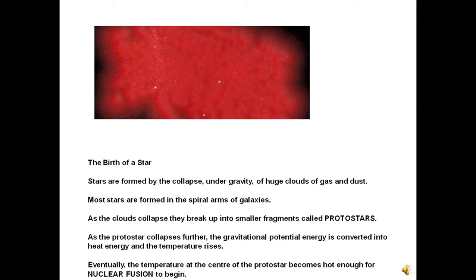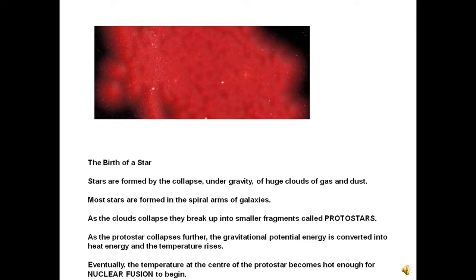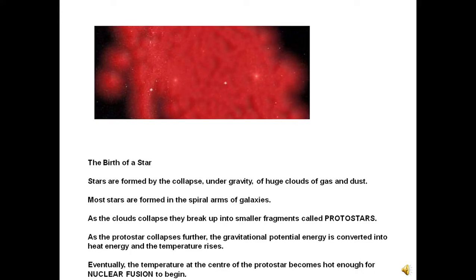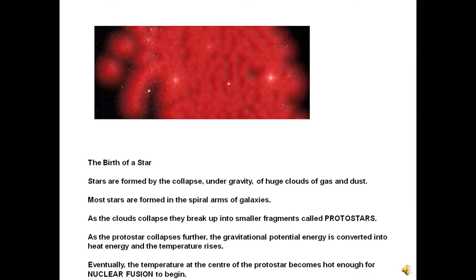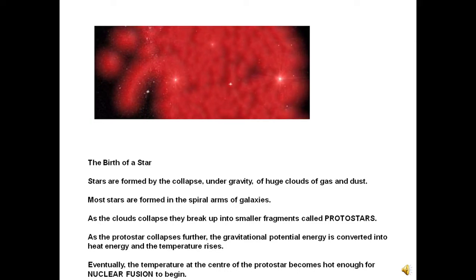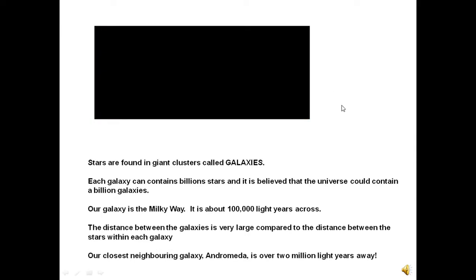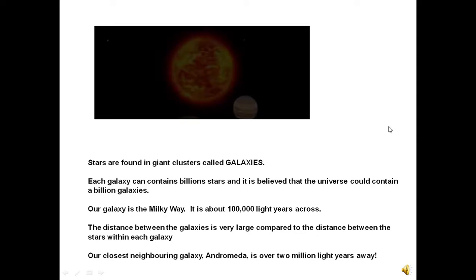Once it's been squeezed enough, nuclear fusion begins, and so you get this outward pressure from the fusion which balances the inward pull of gravity, which was causing the cloud of dust and gas to collapse, and there you have a stable star, which is where our sun is at the moment.